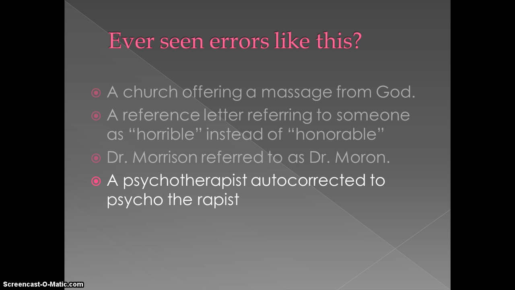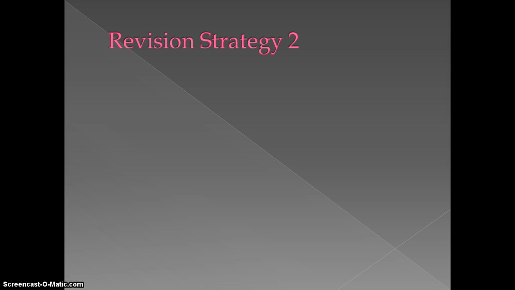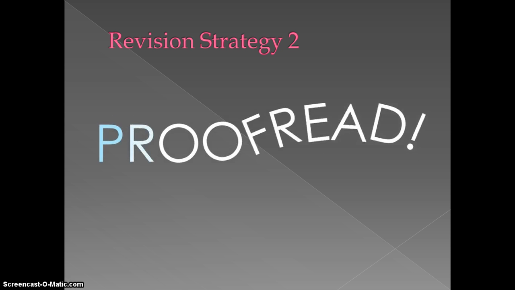A psychotherapist autocorrected to psycho, the rapist. Or a text saying, I love you, my previous wife, instead of my precious wife. All of these are actual errors, real mistakes that people have seen out and about. So revision strategy 2 is more or less to prevent errors like this, and it's called proofreading.